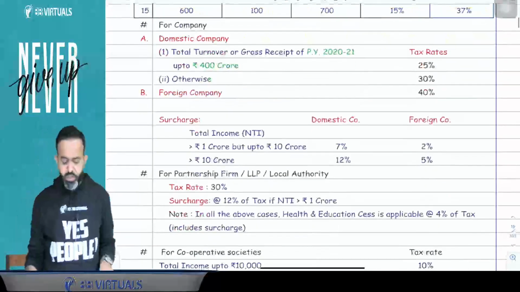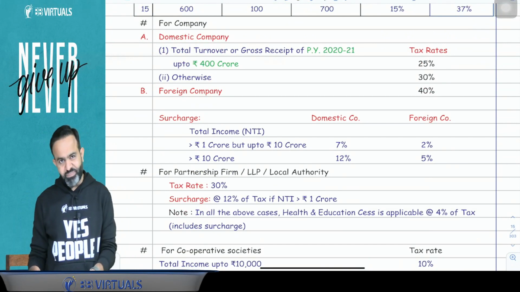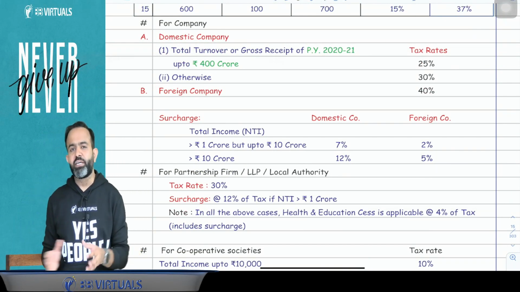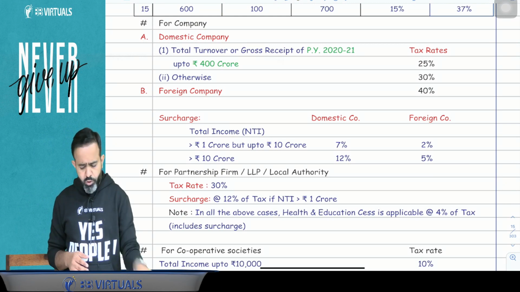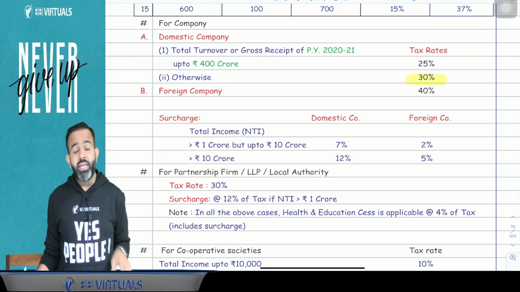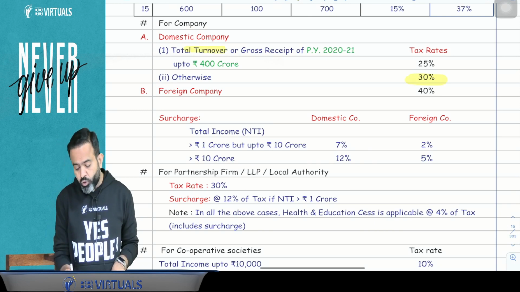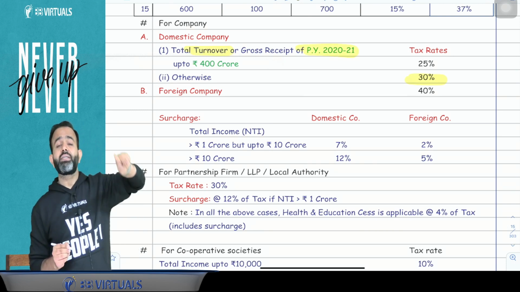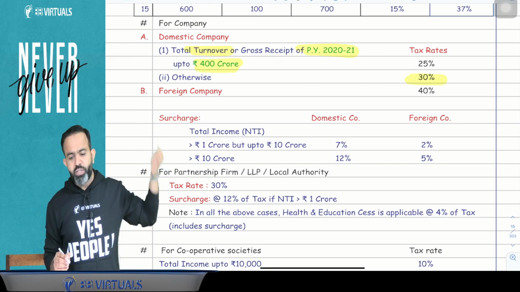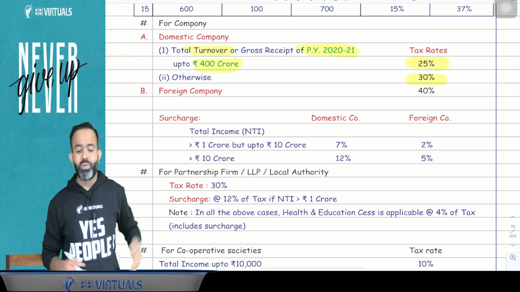Now we are going to start with the tax rate for the company. Now there are two types of company, one is the domestic company and one is the foreign company. In case of the domestic company, your tax rate is 30%. But in case of domestic company, if turnover or gross receipt for the previous year 2021 is up to 400 crore, meaning not more than 400 crore, then tax rate is 25%.